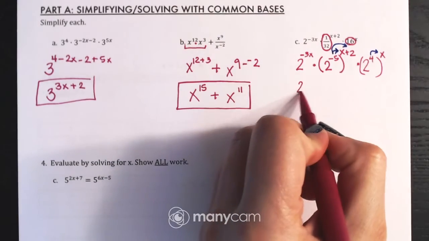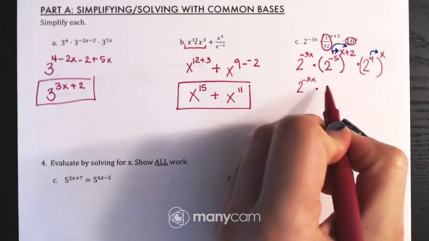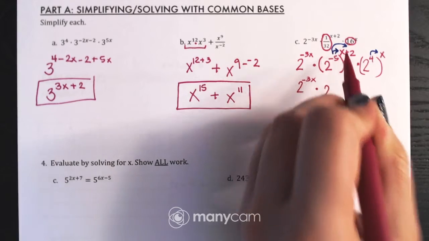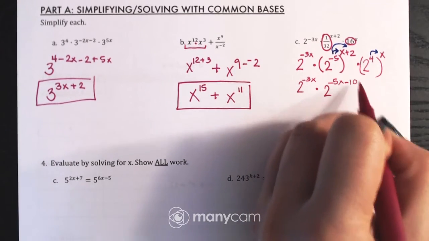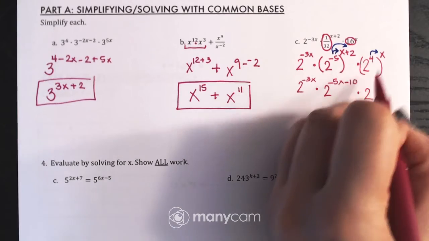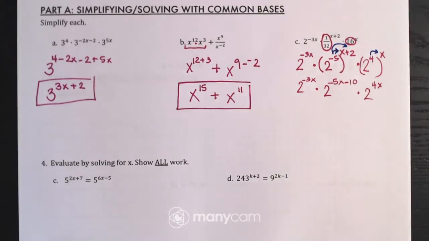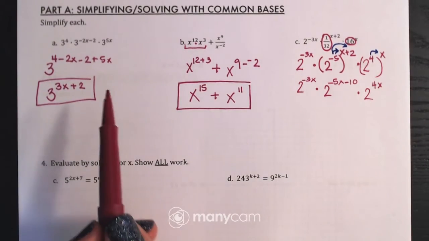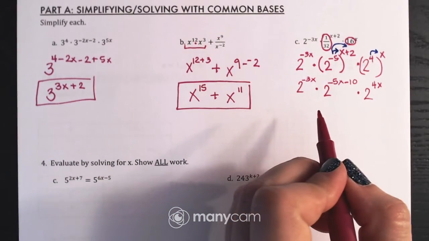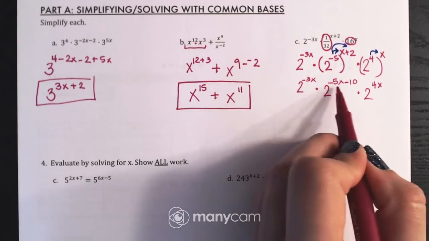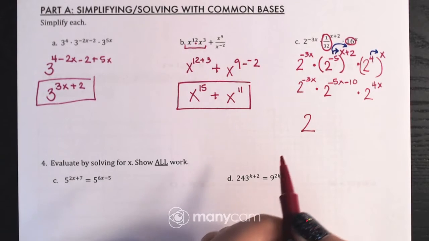So I have 2 to the negative 3x. Times 2, negative 5 times x is negative 5x. Negative 5 times 2, negative 10. 4 times x, 4x. Now I have all common bases. It's the same problem we did to start. So I'll just add all my exponents together. Basically, I'm just going to be combining all the like terms here, keeping a base of 2.